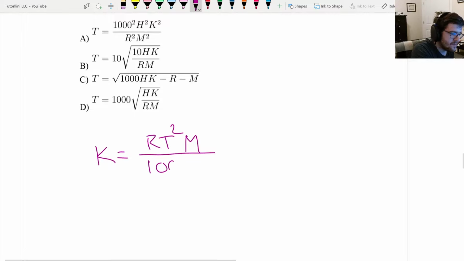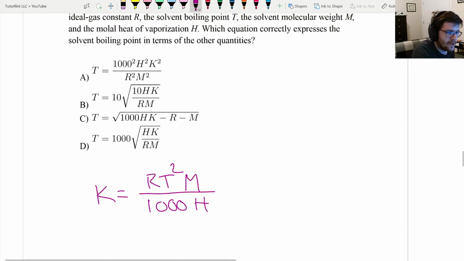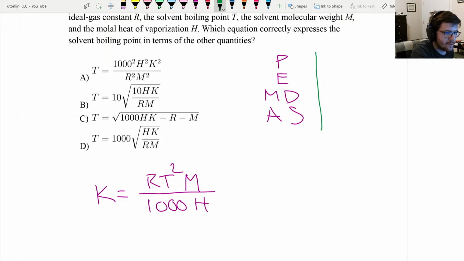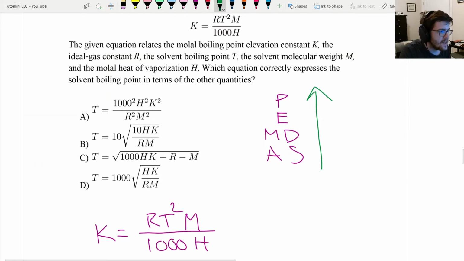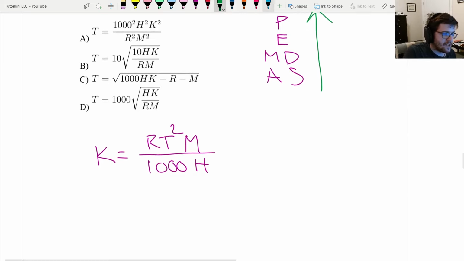(1000H). And I'm also going to write over here PEMDAS. And then this little arrow to indicate that we're going to kind of go backwards. Reverse PEMDAS. And the thing we're trying to, you can tell this just by looking at the answer choices. You don't even need to read the question, really. We're trying to get T by itself. See how they all say T equals? So I'm going to put a little box around T.